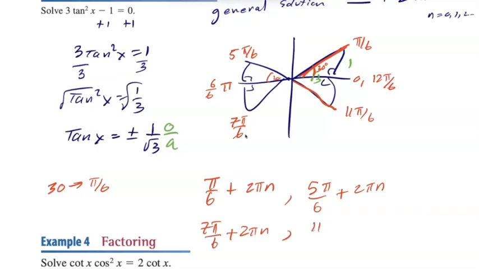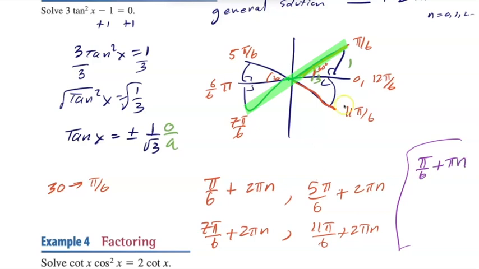And we could go 11 pi over 6 plus 2 pi n. If it's a general solution, they do want to see the 2 pi plus 2 pi n. If you're a little pro, you could save yourself a little work and go pi over 6 plus pi n, because that'll get this line right here. And then you can also do 5 pi over 6 plus pi n alternate, and you get that line right there.